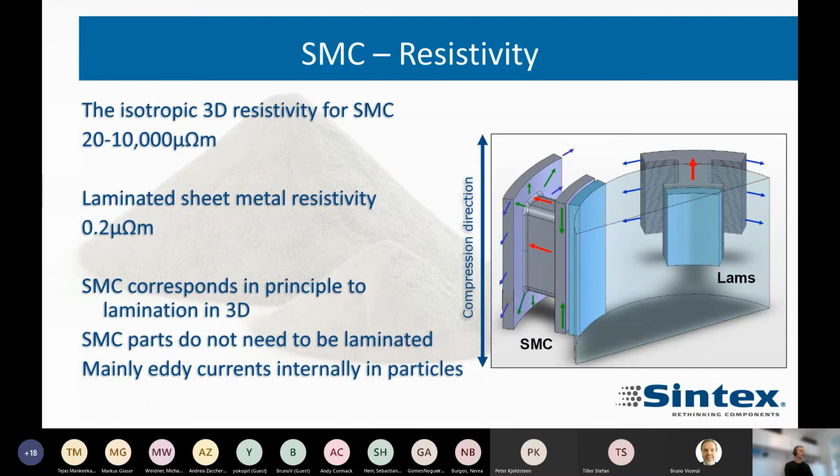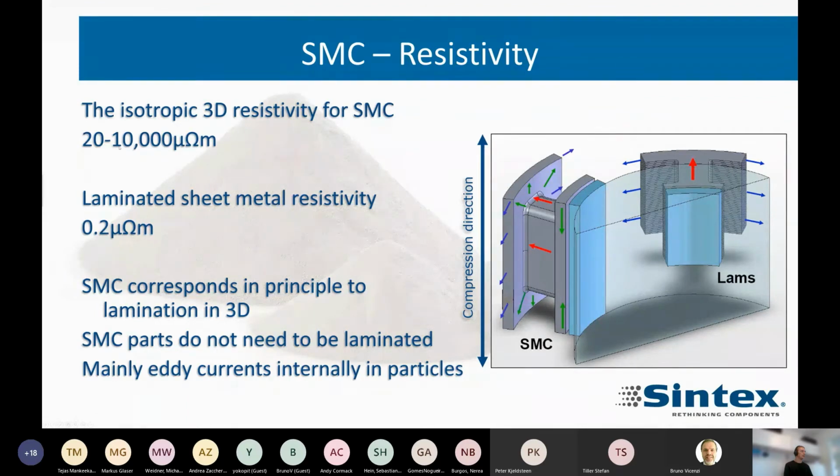So the resistivity of SMC is 3-dimensional. We have the insulation compared to laminations, just like Stefan also told you. We have actually 3-dimensional properties of this material, and it's a very good thing, because then we can more freely design our parts. That's an example on the right here, where you can see lamination design and SMC design.